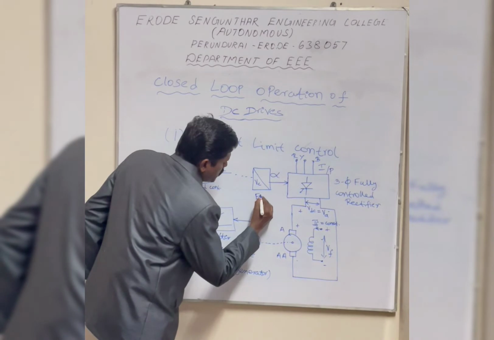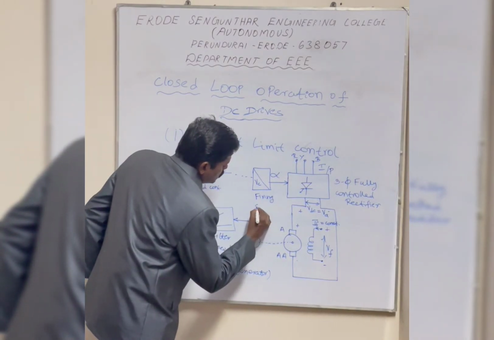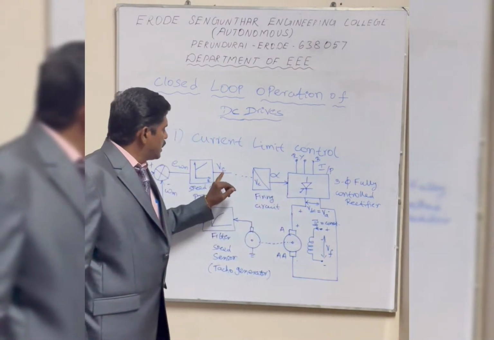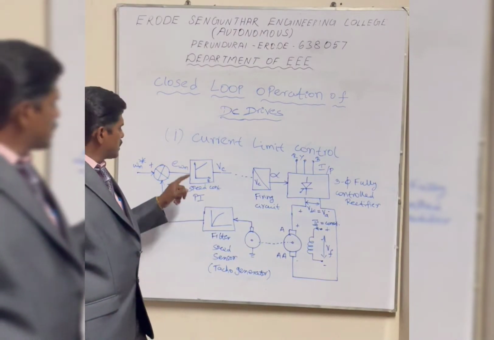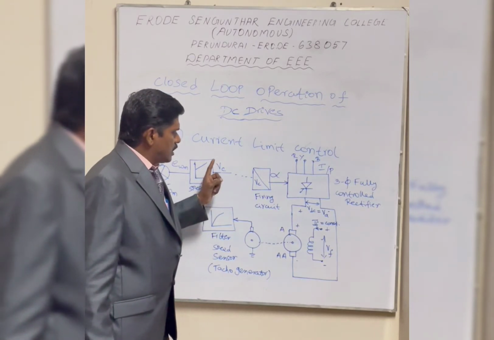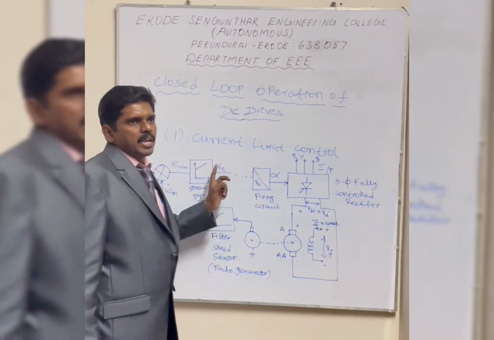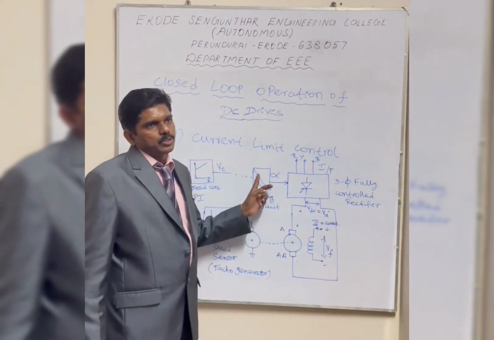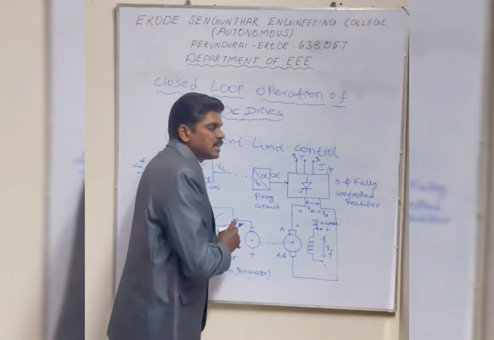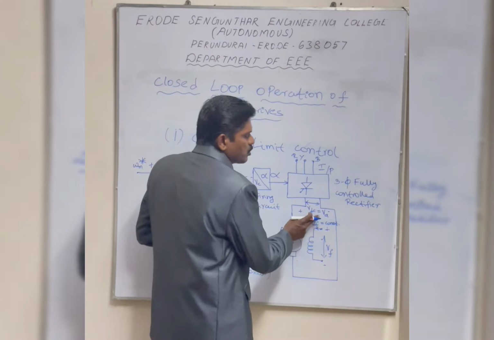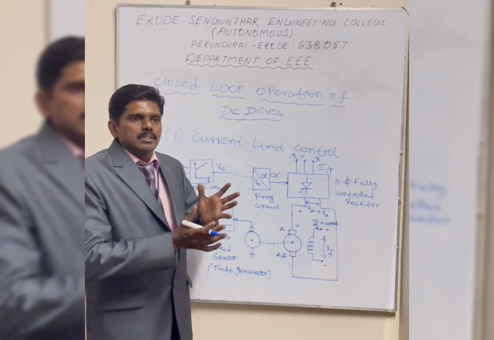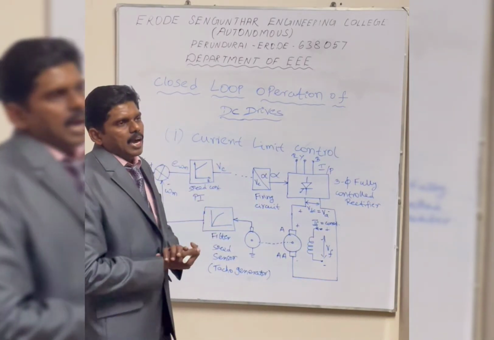So this firing circuit is used to generate a firing pulse according to the signal developed by the PI controller based on the error signal. Is it clear? This control signal is directly proportional to alpha. Based on this control signal, alpha will be generated and the firing pulse is given to the 3-phase rectifier. Based on the firing pulse, the average output voltage will be developed, such that the speed of the motor varies and controllable speed can be achieved.